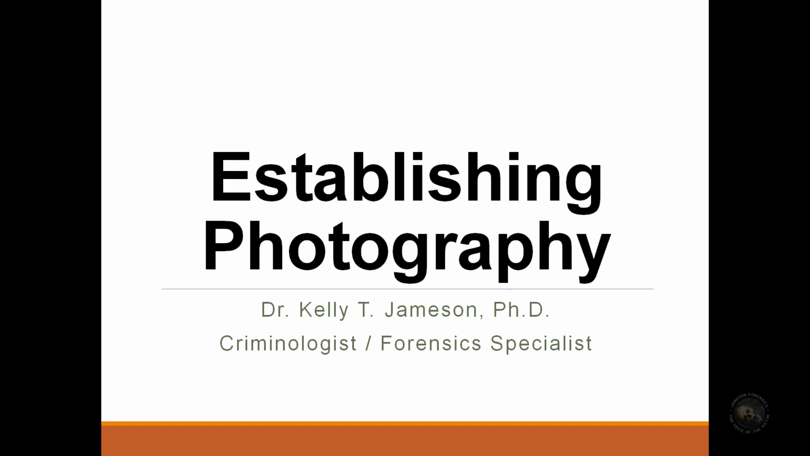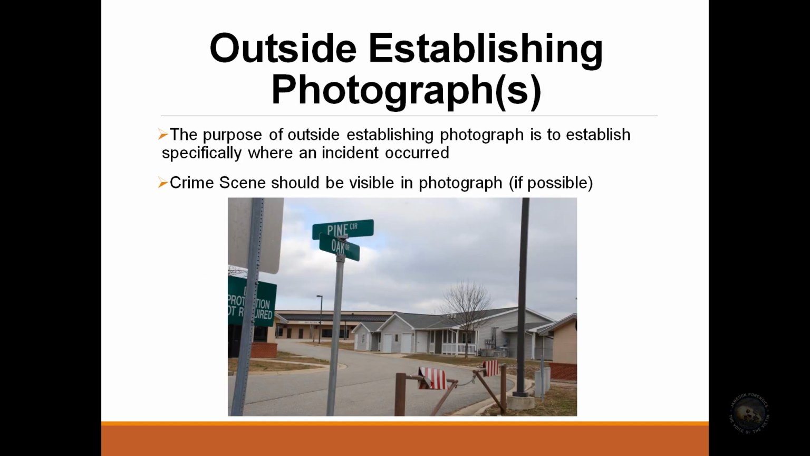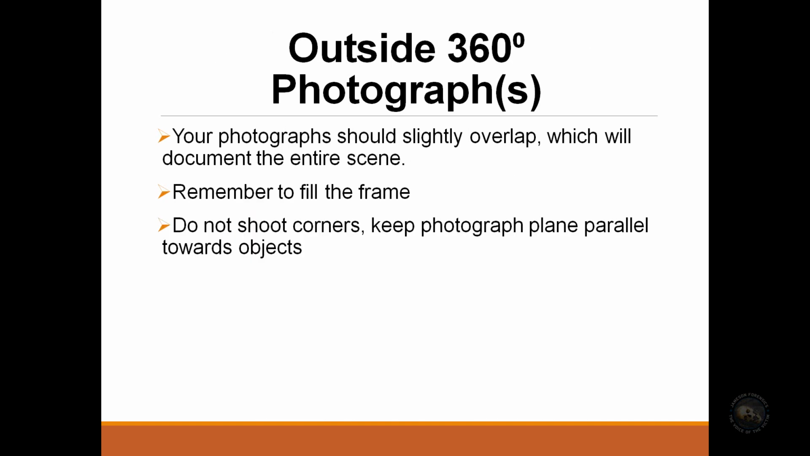Okay, so moving on to establishing. The purpose of establishing the outside photographs around the scene is to establish specifically where the incident occurred. If you can, try to put the crime scene visible in the photograph when you start establishing and work your way up to the crime scene. Your photographs should slightly overlap, which will document the entire scene. Remember to fill the frame the best that you can. Try not to shoot corners because they cause distortion, and keep the photographs on a plane parallel to the objects.